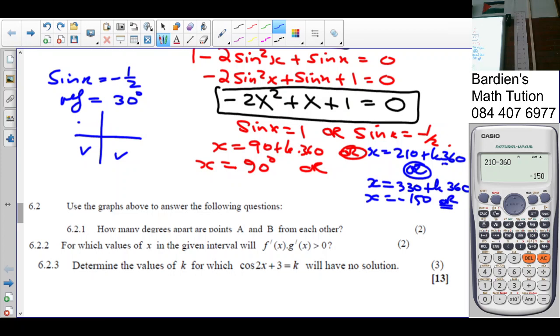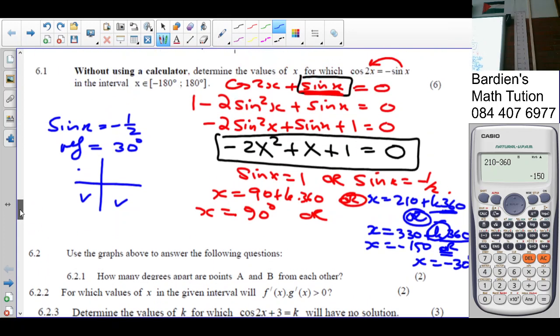Or, if I put minus 2 in here, it's going to be off the graph. If I put 0 through here, it's going to give me 330, which is outside. Put negative 1 where I see k, I then get x is equal to negative 30 degrees, which is this point here.